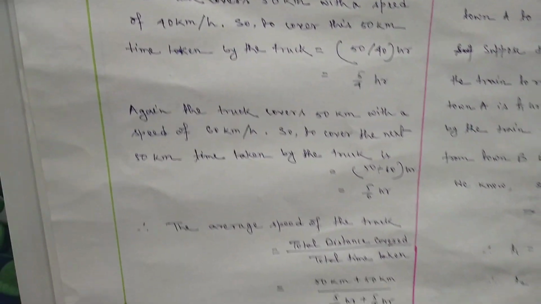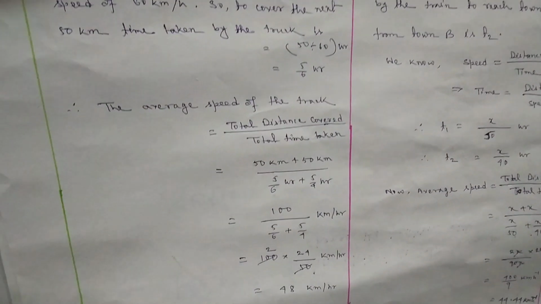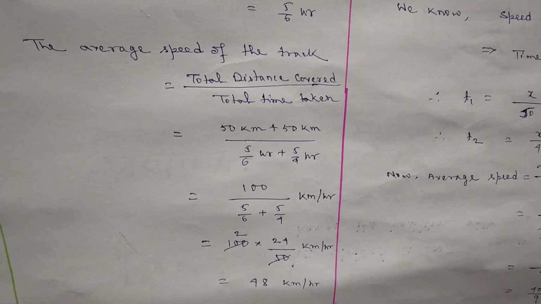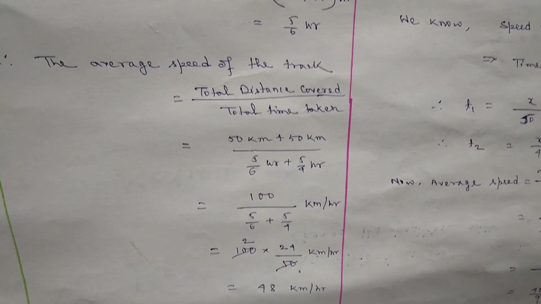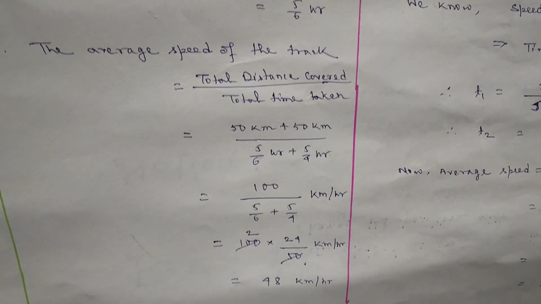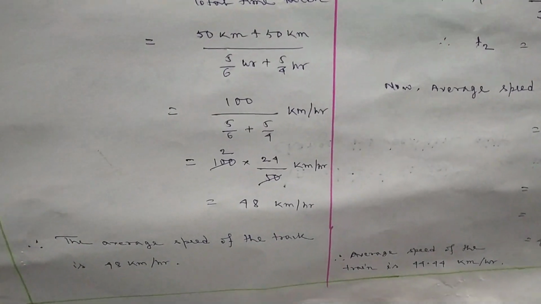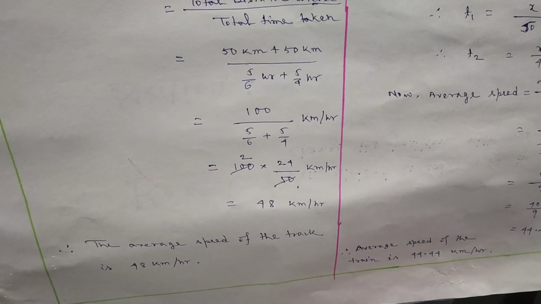Now we know average speed is equal to total distance covered by total time taken. So total distance covered is 50 km plus 50 km, and total time taken is 5 by 6 hour plus 5 by 4 hour. So if we do the calculation, we will find it will be 48 km per hour. So the average speed of the truck is 48 km per hour. So this is the process of solving this kind of numerical problems. I hope you understood.